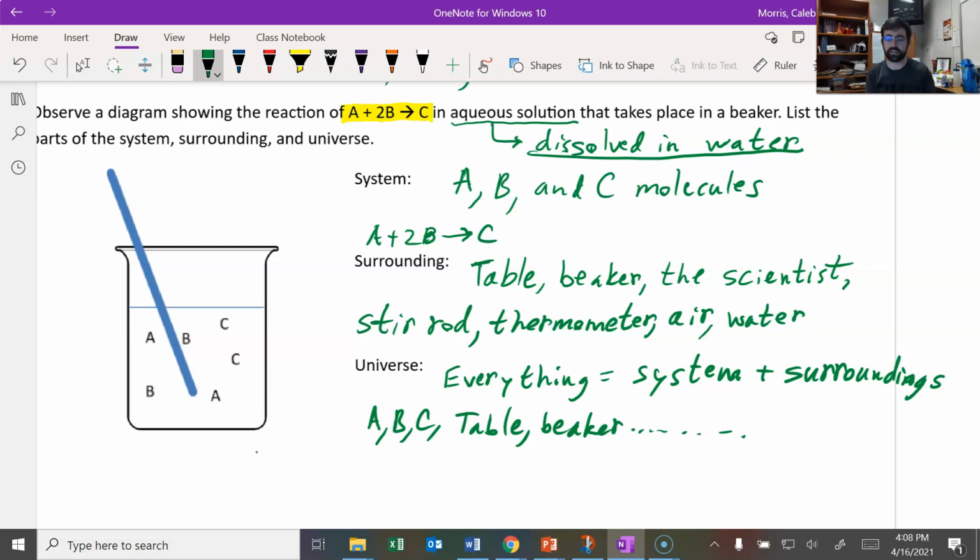Now, let's say that the system, this chemical reaction, is absorbing the heat. If it's taking it in, it's absorbing it. Well, where is it going to get heat from? Where is it going to get the energy to absorb the heat? It will absorb the heat from the surroundings, which means since that heat is being taken away from the surroundings, their temperature will decrease. We're going to talk about that a lot more in the next video.